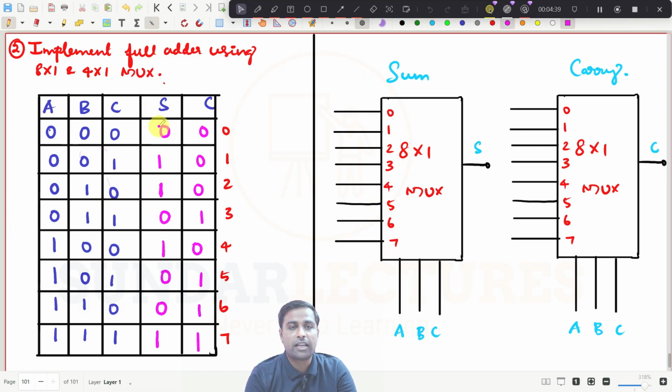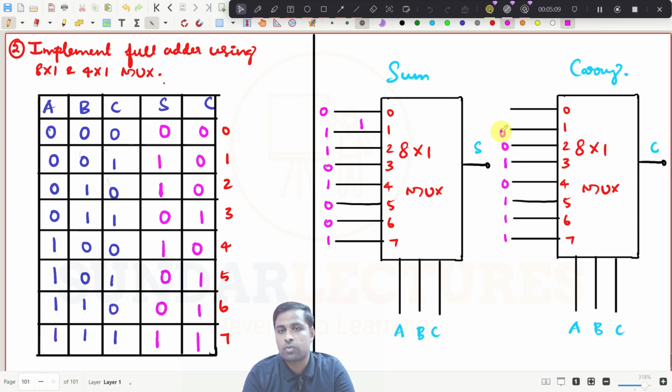See here, for sum, it is 1, 2, and then 4, 7 are 1. So 1 is 1, 2 is 1, and 4 is 1, 7 is 1. All others will be 0, 0, 0, 0. You just connect this one. That's all. And for carry, 3 is 1, and 5, 6, 7 are 1. All others are 0, 0, 0, 0. That's all we have implemented.